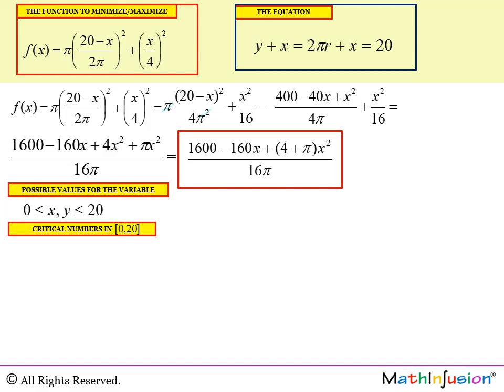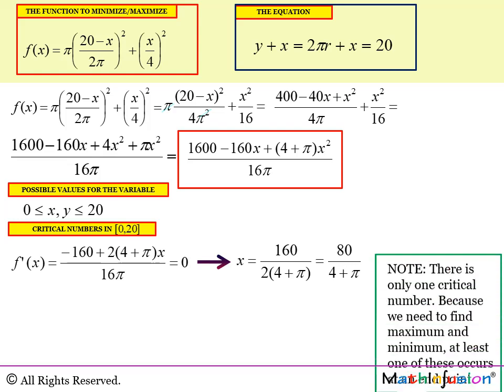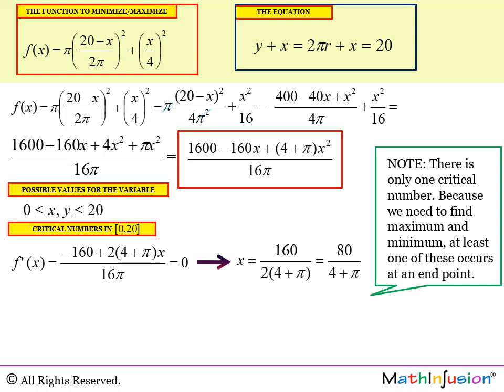So now we would like to find the critical numbers in this interval [0, 20]. So let's differentiate and set this equal to 0. So let's do now some algebra here. Okay, so we get that. Now, here is the important issue. There is only one critical number. Because we need to find maximum and minimum, at least one of these occurs at the endpoint. Because one is probably going to be the minimum or the maximum, I still don't know, for this value of x. It means that for the other one, there will be another value of x, but because max and min can occur only at critical numbers and endpoints, if we have one critical number, at least one of the max or min has to occur at the endpoint.